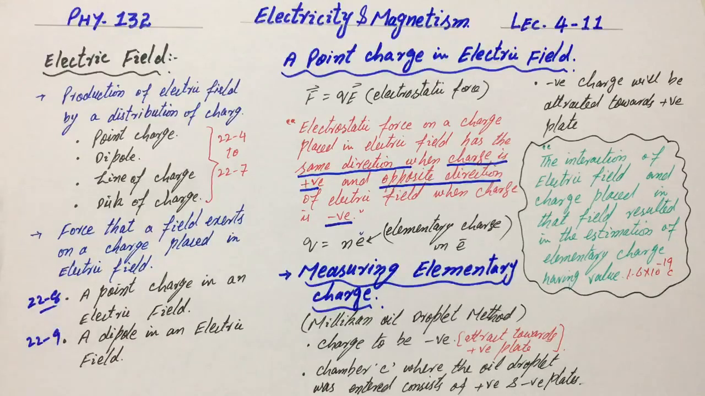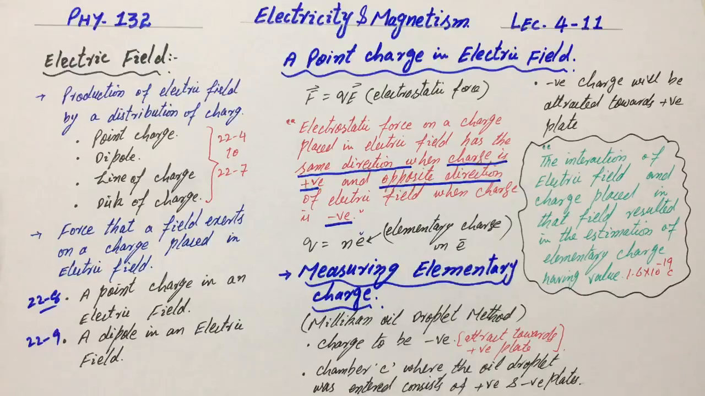So do you have any idea how the mass of an electron has been estimated? Because there is no such small weighing balance which can give us the mass of an electron. Right, we cannot place an electron on a weighing balance and say, okay, this is its weight. It's not like that.